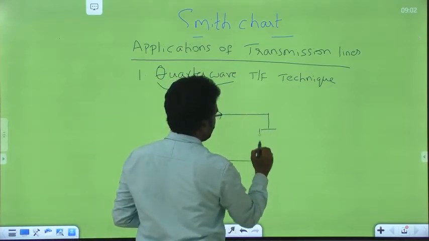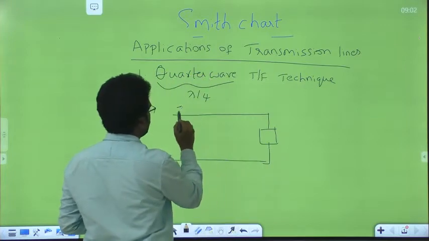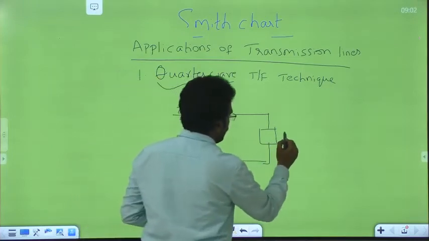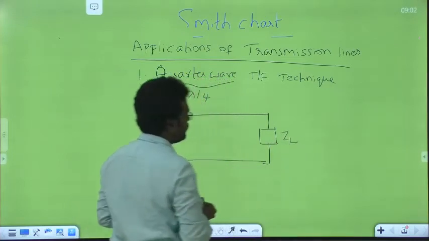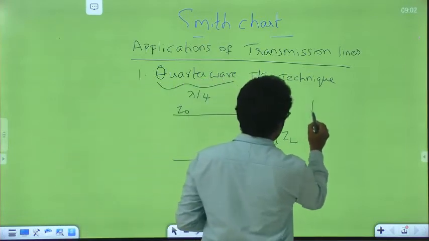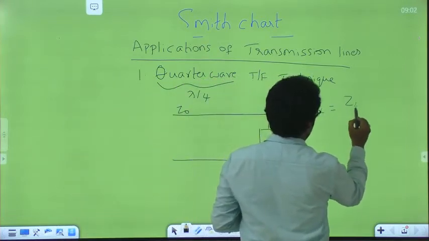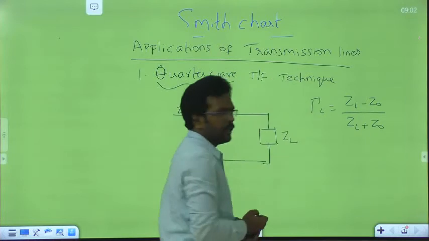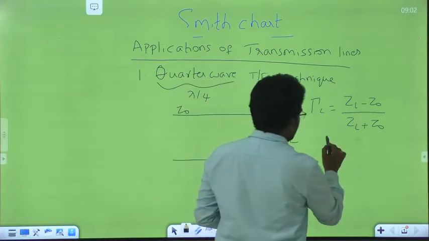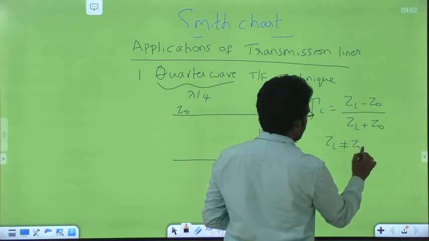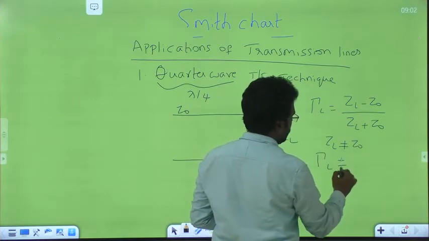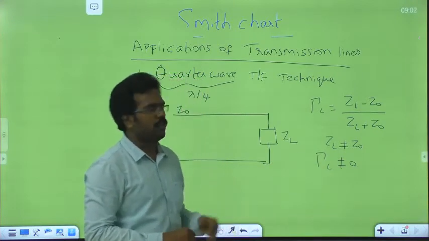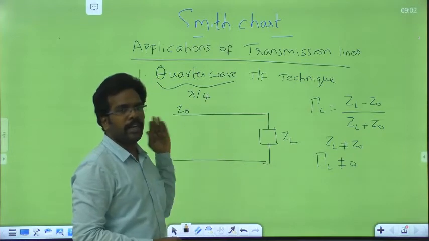Here this is one transmission line with characteristic impedance Z0 of some length, and this is the load impedance. What is the formula of the reflection coefficient? Gamma L is equal to ZL minus Z0 by ZL plus Z0. If ZL is not equal to Z0, then gamma L is not equal to 0. It has some value that indicates there is some reflection present, so a fraction of the wave will be reflected back to the source side.